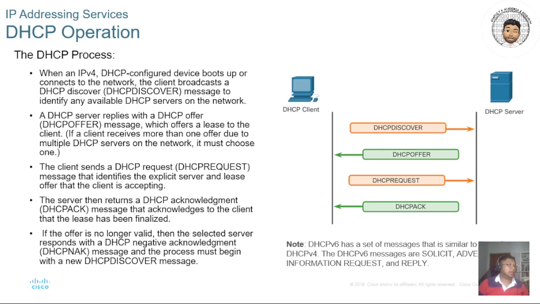Okay, for DHCP operation, we have a DHCP client and a DHCP server. A DHCP configured device boots up or connects to the network. The client broadcasts a DHCP discover. They will send a DHCP discover to the server, and the server will send an offer. Once the client receives the offer, it will request that offer. And once it requests, the server sends a DHCP acknowledge, and the establishment has been completed.